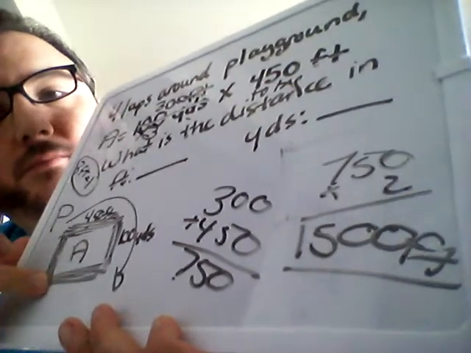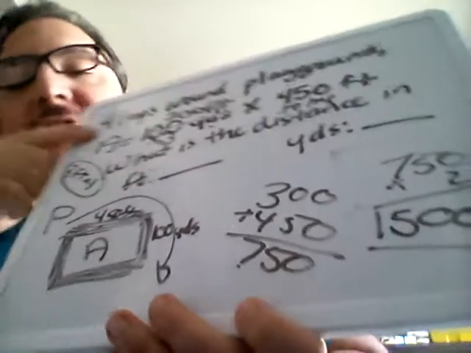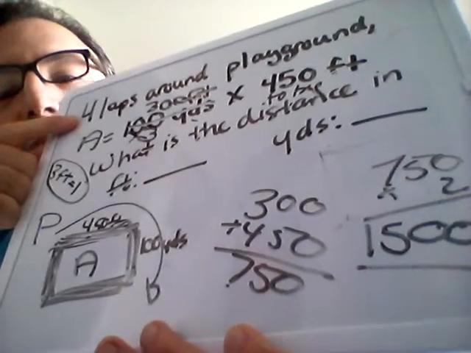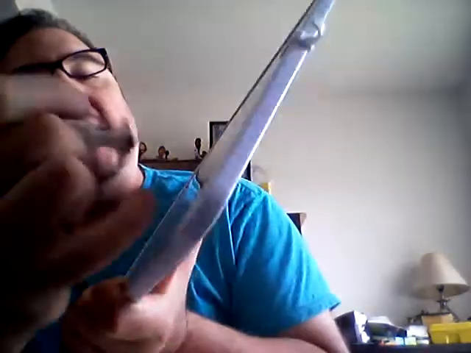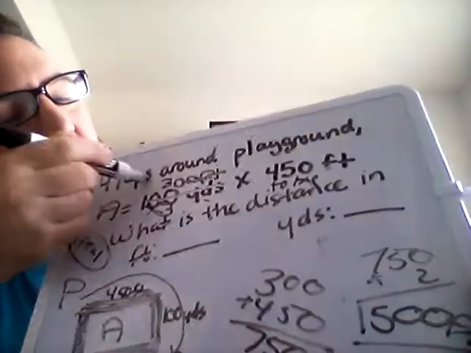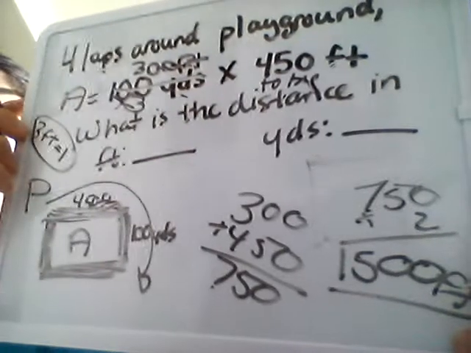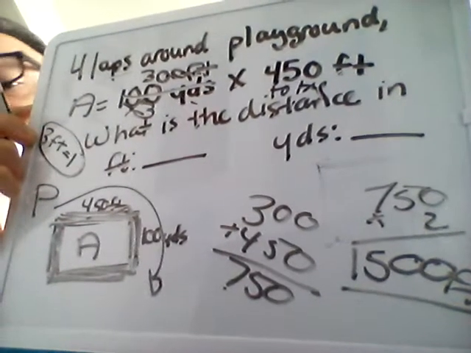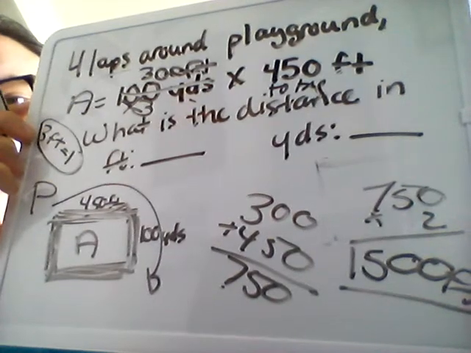Am I done though? No, I'm not. Why? Because how many laps did he have to run? He had to run 4 laps, right? So I've got 1,500 feet and I've got 4 laps. Okay? You can see that better. 1,500 feet, 4 laps. Laps and feet are 2 totally different things. And I'm looking for a total, which means I'm going to have to multiply these 2, right?